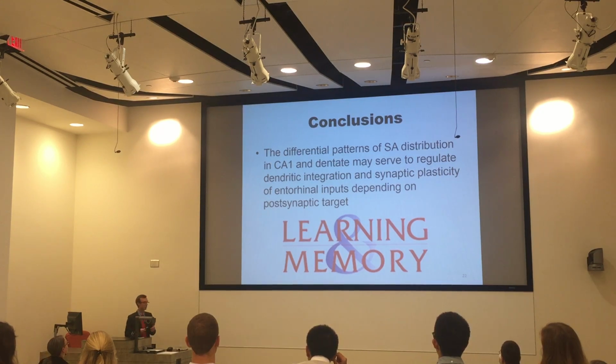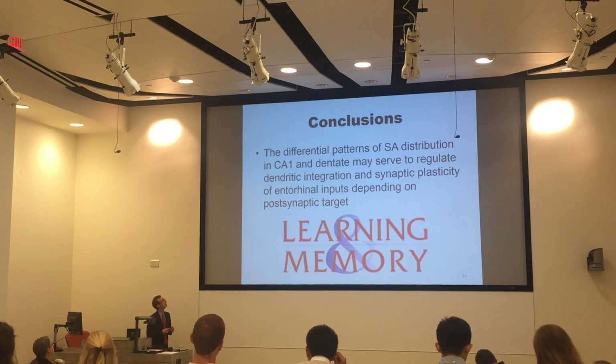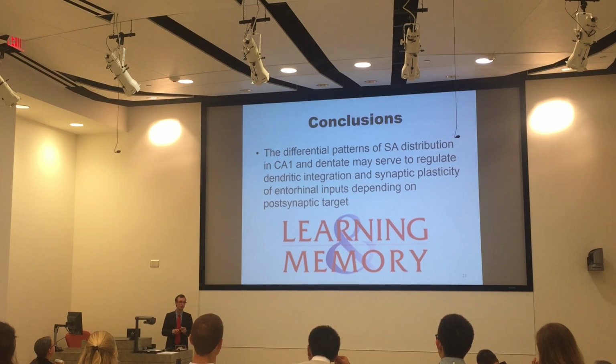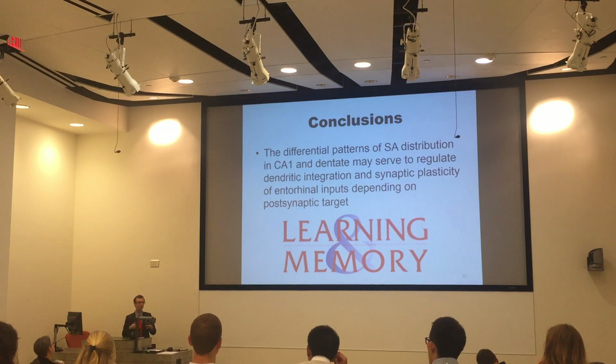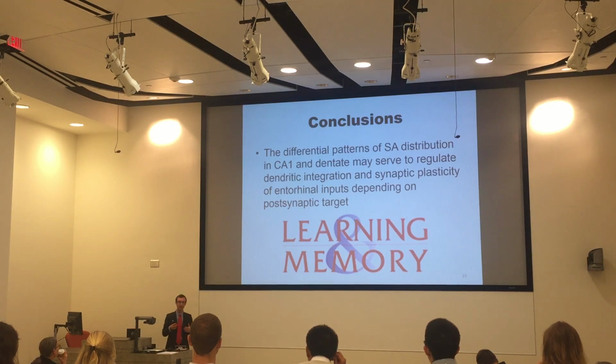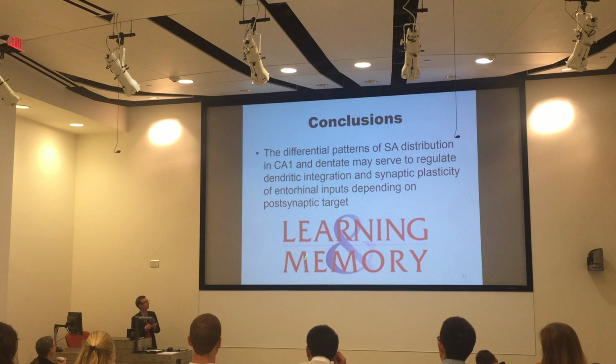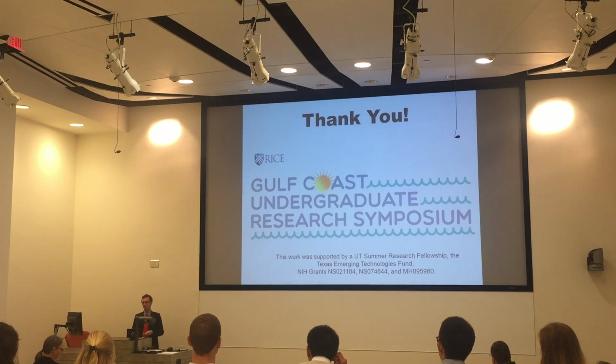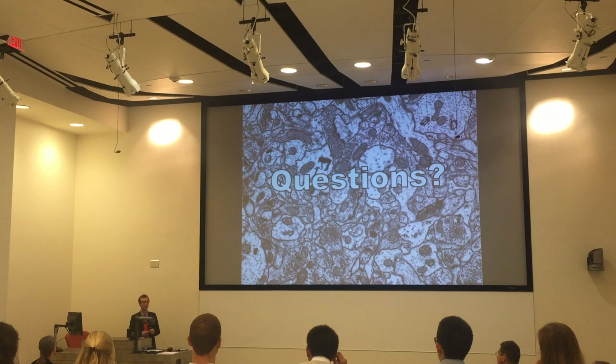And so the take-home message from this is that the differential patterns of spine apparatus distribution in area CA1 and the dentate gyrus may serve to integrate the synaptic inputs from the entorhinal cortex and could play a role in synaptic plasticity and how the signals are actually integrated for learning and memory. So I'd like to thank you all for having me, and any questions?